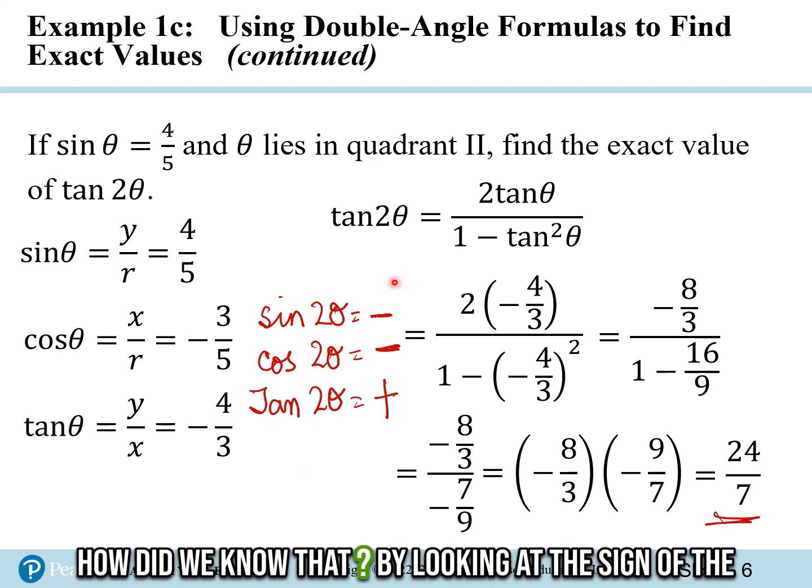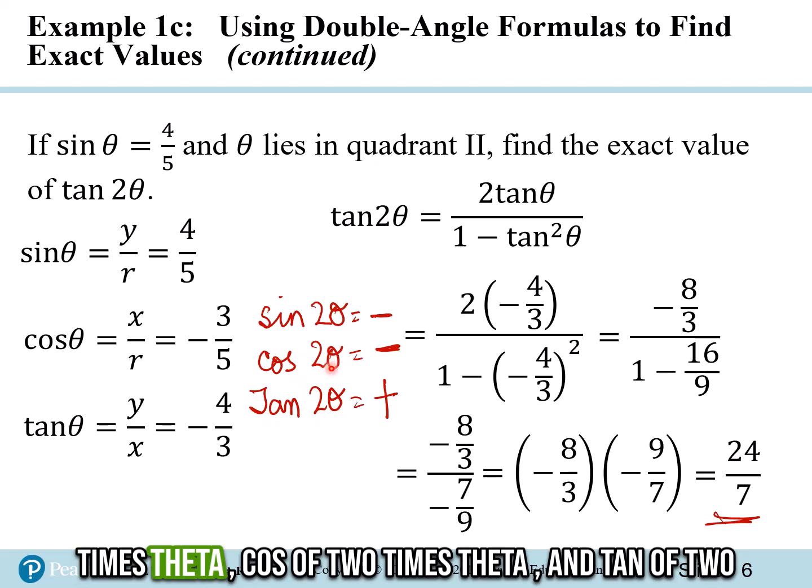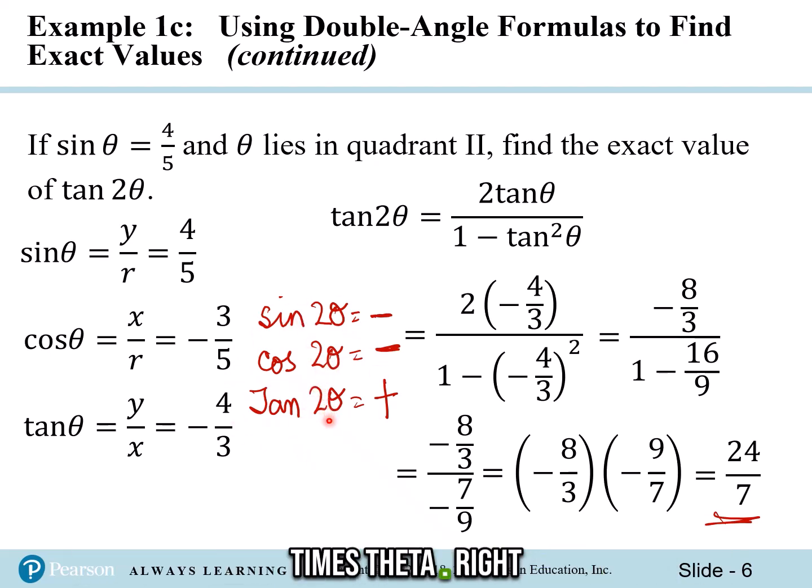How did we know that? By looking at the sign of the different ratios of 2 times theta. Sine of 2 times theta, cos of 2 times theta, and tan of 2 times theta, right?